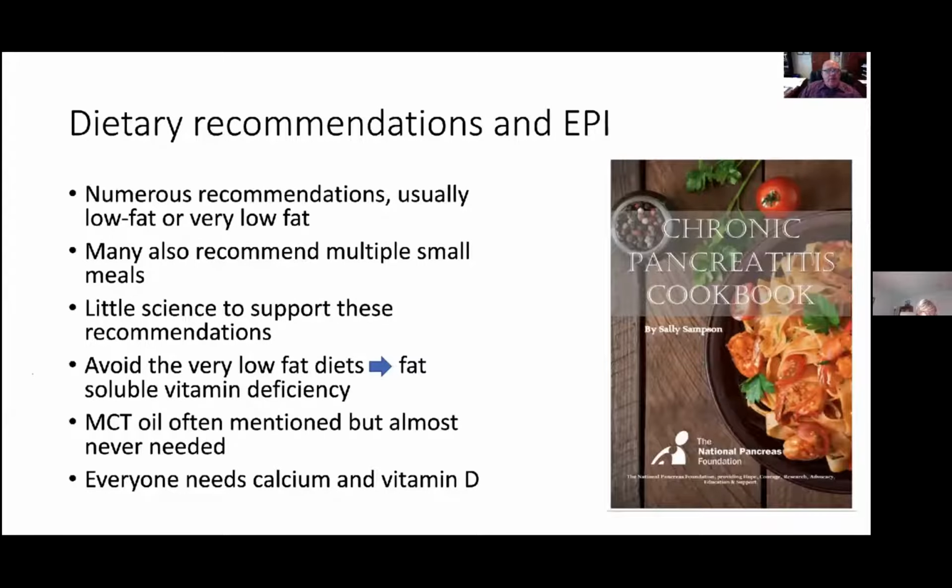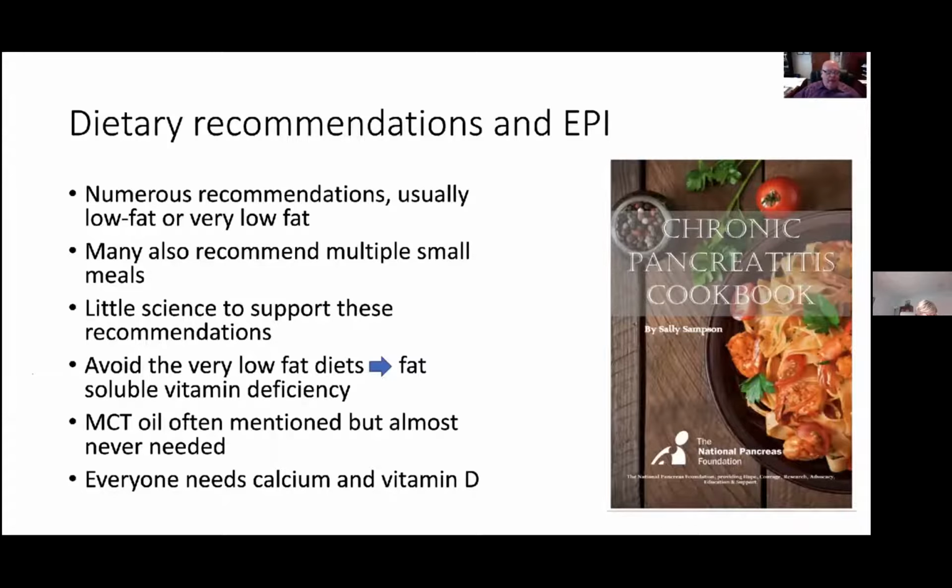The other question that patients often ask is, what should they be doing dietary-wise? And there are numerous recommendations that are out there. Most of them are low fat or very low fat or no fat. Many of the recommendations also include multiple small meals rather than larger meals. There's really no science to support these recommendations, although I will put a call out for a cookbook here from the National Pancreas Foundation, which I'm part of.